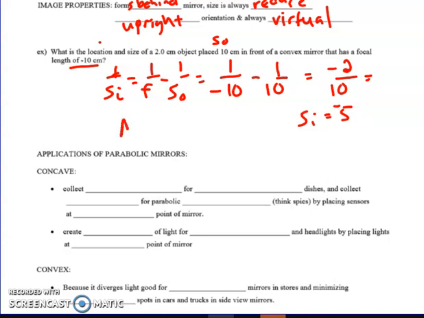And then the magnification is going to be SI over SO. And that's 5 divided by 10, which is 1/2. So we get what we expected there.